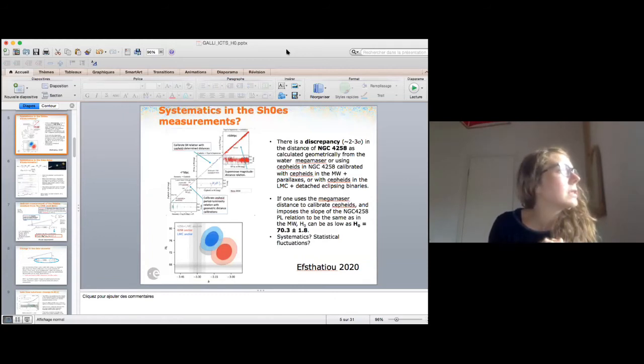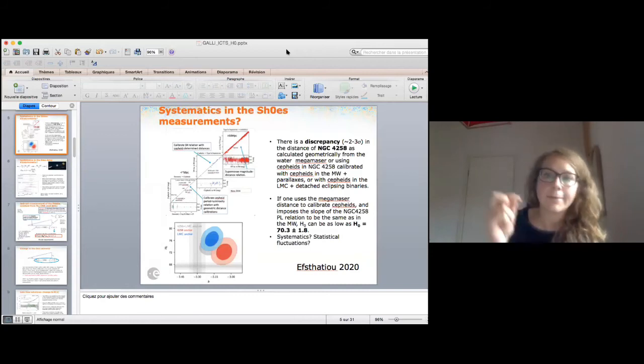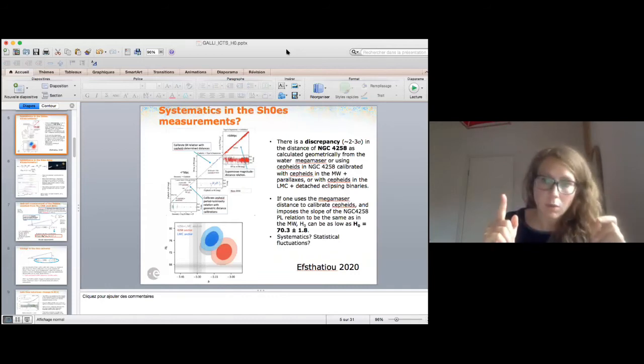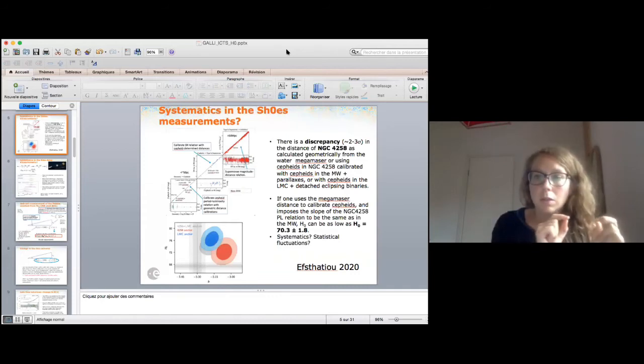And he says probably this is an observational bias due to the fact that in this galaxy, it is harder to observe fainter Cepheids, which might bias the slope. And so if you use the distance to NGC 4258 from the megamaser, and if you use the slope of the PL relation that you observe in the Milky Way or in the LMC, which is steeper, then you can get, only from this calibration of the supernovae, an H0 of 70 plus or minus 1.8.